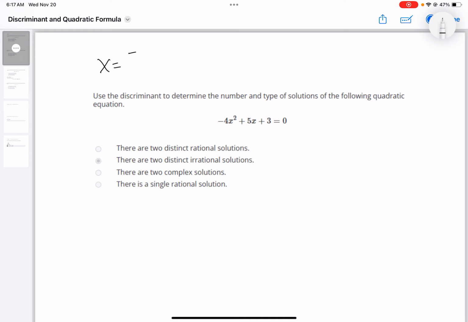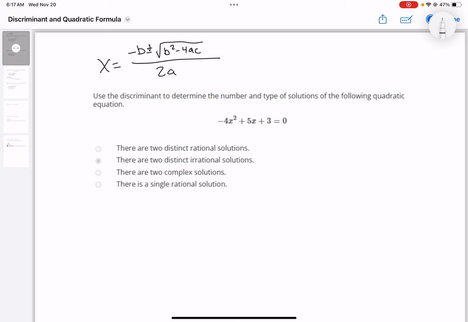So it's opposite b, so you take whatever's b, add and subtract, so it's two problems. And you got b squared minus 4 times a times c. And then on the bottom, you got 2a.